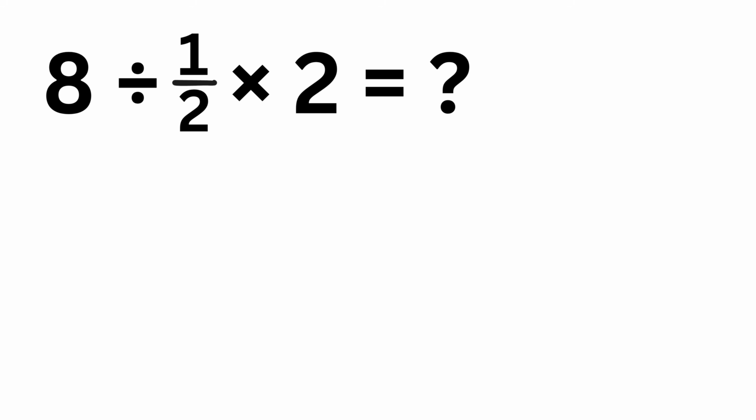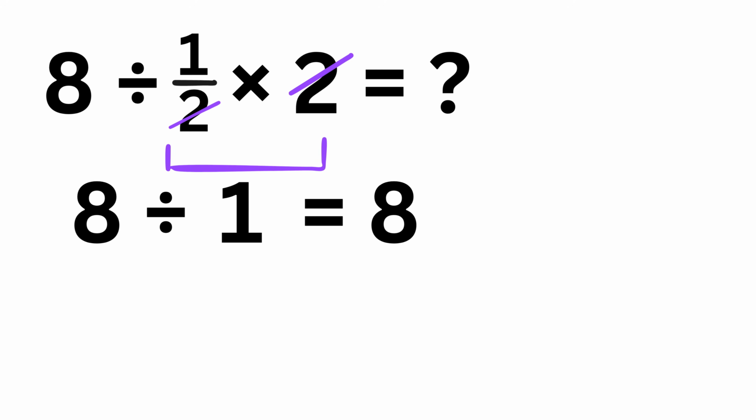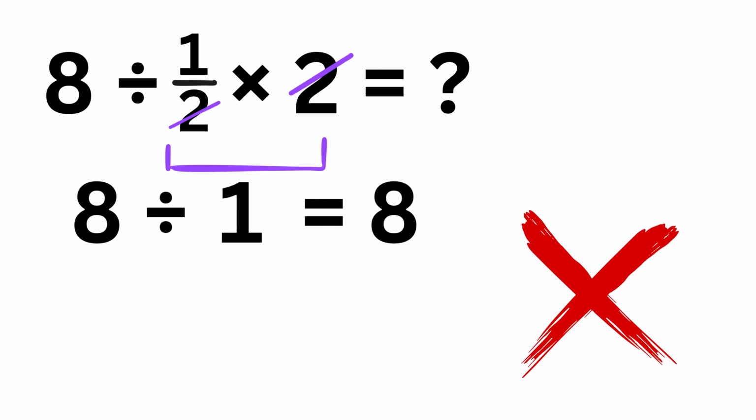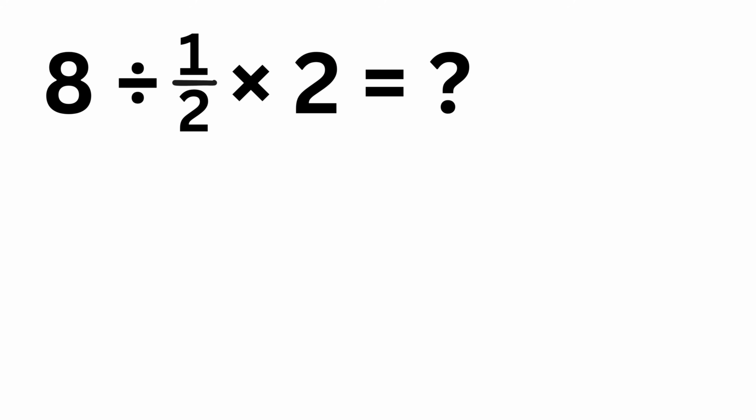8 divided by 1/2 times 2. We can cancel this 2 and this 2, which will give us 1. And then 8 divided by 1 gives us 8, but this answer is incorrect. In this question, we have one division and one multiplication.